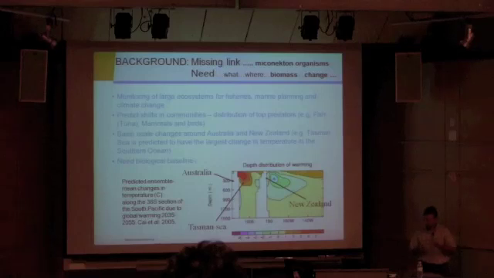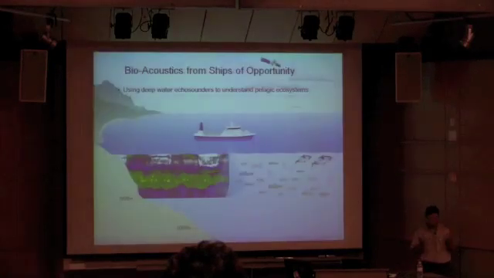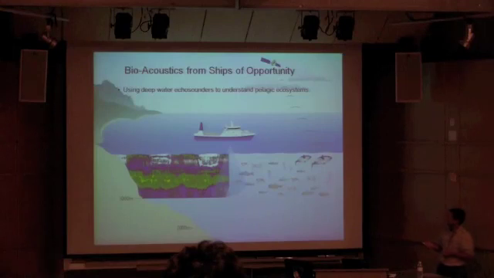So what we put forward is developing a basin-scale monitoring program, initially between Australia and New Zealand, because that was seen to be a place where predictions of temperature rise were the highest because of extensions of the East Australian Current. We said we needed a biological baseline for that area, and one of the ways proposed to do that was via acoustics from ships of opportunity.